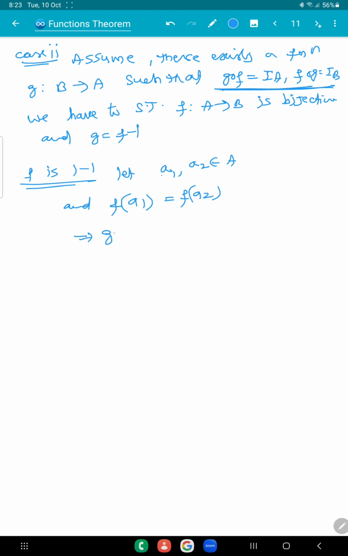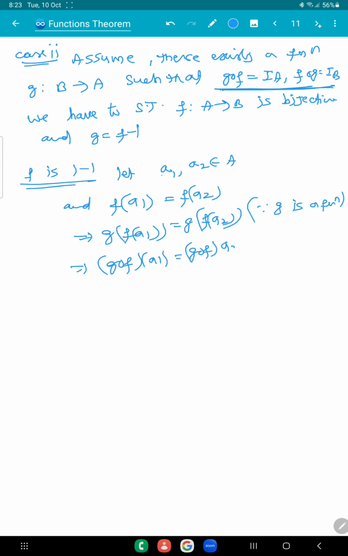So for that, I am applying G on both sides. G of F of A1 is equal to G of F of A2. Can we apply like that? As G is a function. So what is G circle F of A? G circle F of A1 is equal to G circle F of A2.